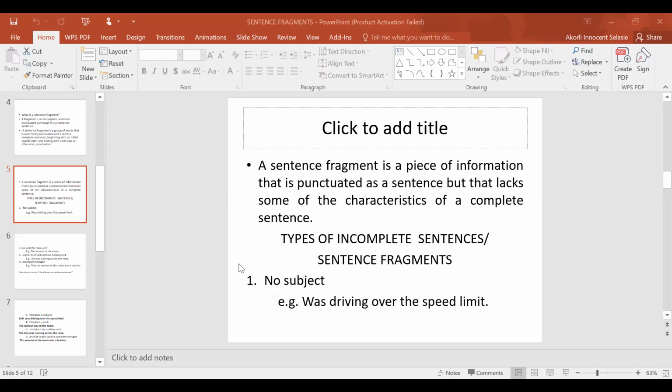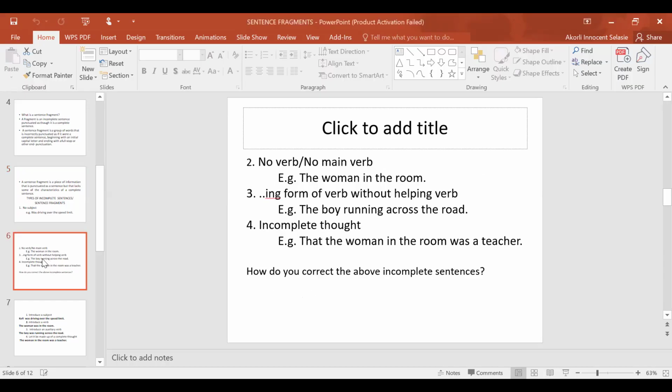Okay, read please. So types of incomplete sentences or sentence fragments. 1. No subject. Example, was driving over the speed limit. 2. No verb or no main verb. The example, the woman in the room. 3. ing form of verb without helping verb. Example, the boy running across the road. 4. Incomplete thoughts. Example, that the woman in the room was a teacher.